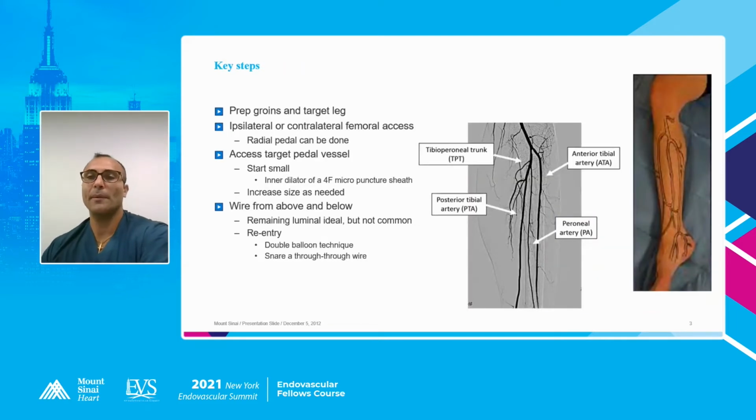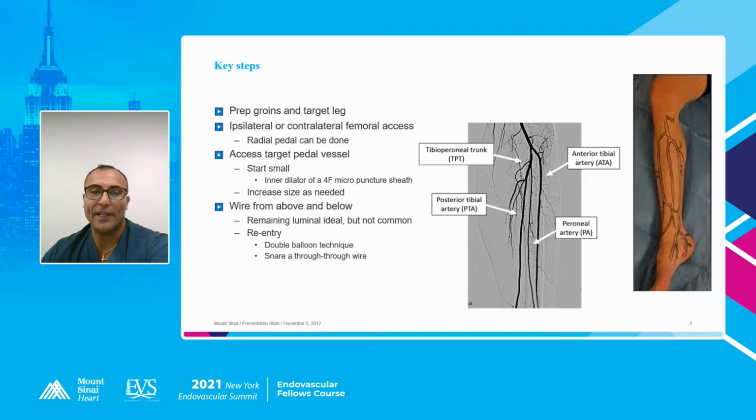Some key steps. Number one, prep both groins and the target leg in advance. I like to plan these procedures. I don't like to prep the leg once we've started the procedure, although that occasionally can be necessary. Know your anatomy, know what your target vessel is going to be. The access can be ipsilateral or contralateral. I typically will get contralateral femoral access, and then I will directly access our target leg, and I will know my target tibial in advance.